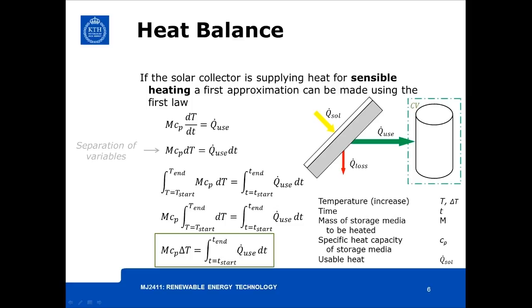If we look at the equations on the left, we can see that we separate in the second line the two variables. We move the dt, the time, from the left side to the right side, and we add integral symbols in the third line. In the fourth line you can see that the mass of the stored heat transfer fluid, or the storage medium, which in our case is mostly water, and the Cp, its specific heat capacity, do not actually depend on the temperature. We can move it in front of the integral and solve the integral directly.